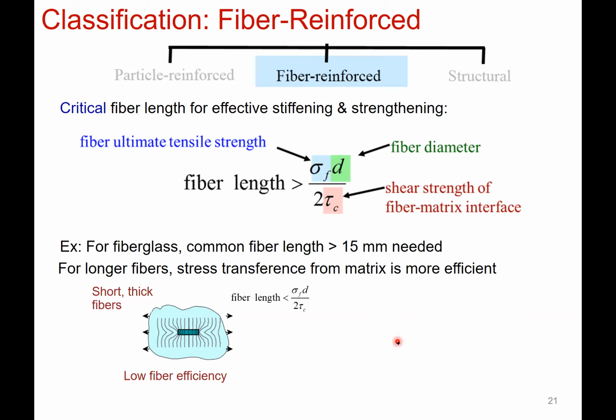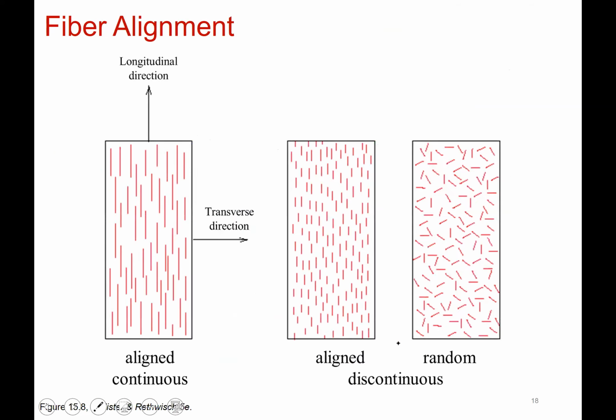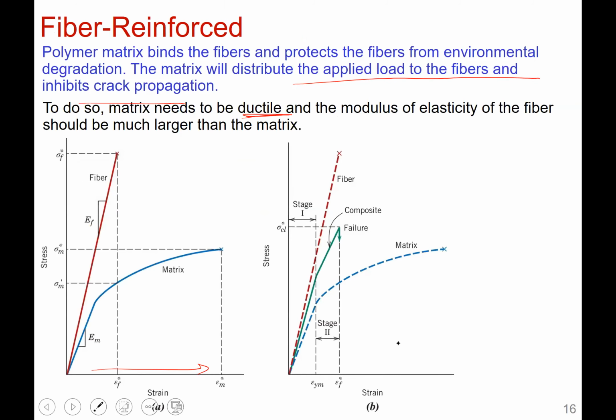Okay, so let's go back to that. Yeah, here we go. So what you experience here is an average of both the more ductile matrix and the brittle fiber. And so yes, you still have the same elastic region here, but then you have plastic deformation here.